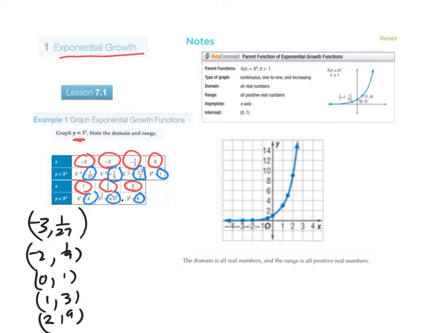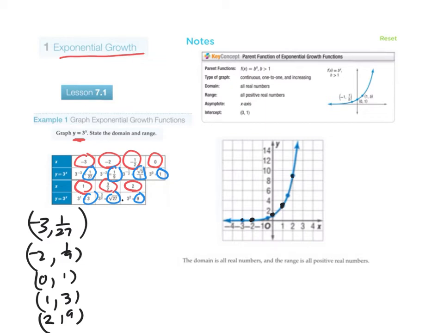So if we plot just these points, you look over here, they're on the graph. -3, 1/27 is really close to 0. -2, 1/9 is also really close to 0. 0, 1 is pretty simple. That one's that point. 1, 3 is right here. And then 2, 9.